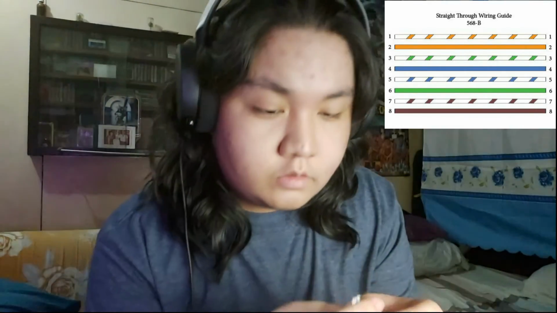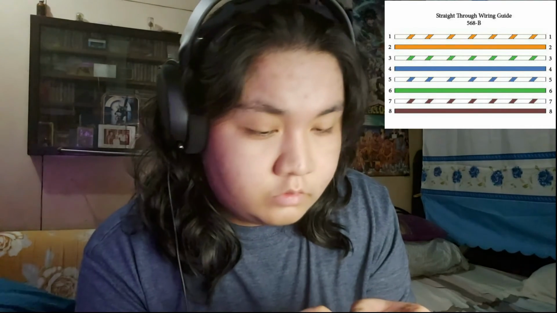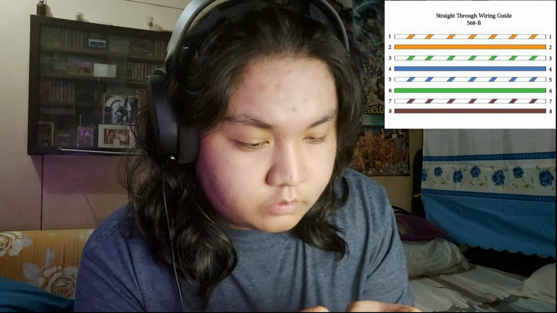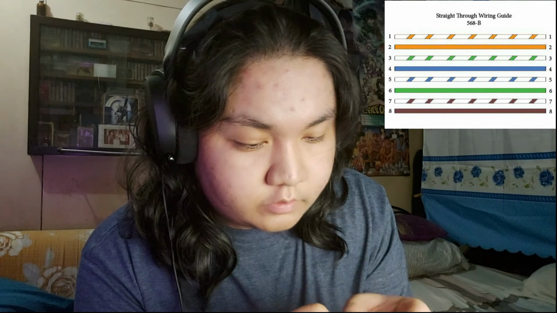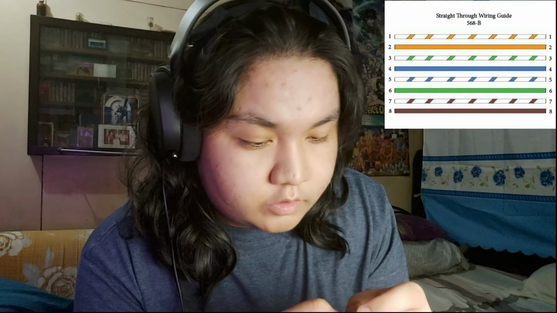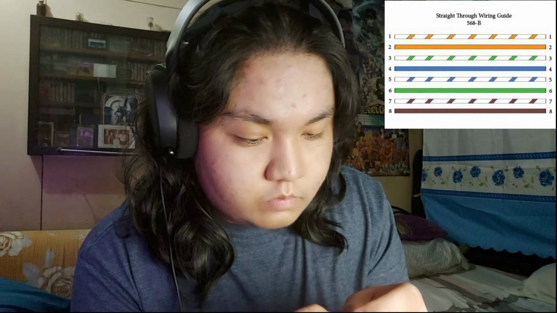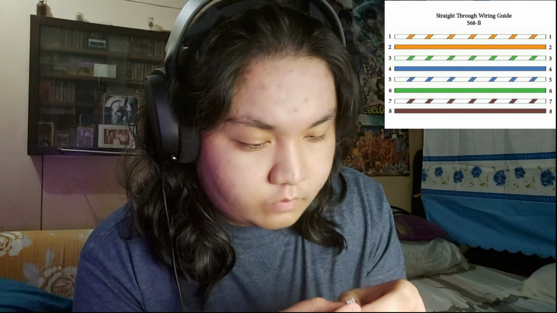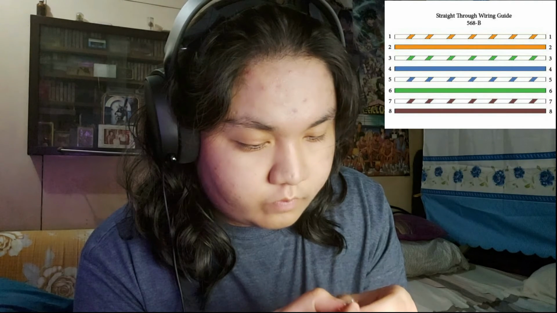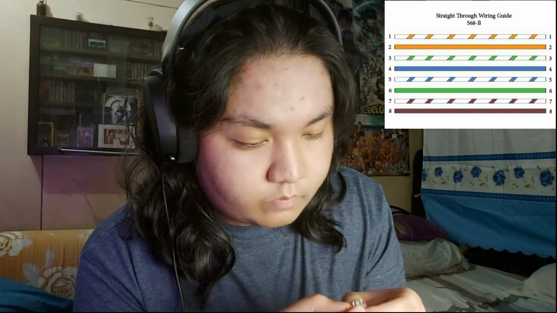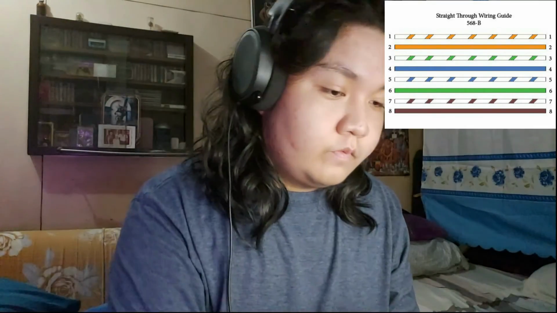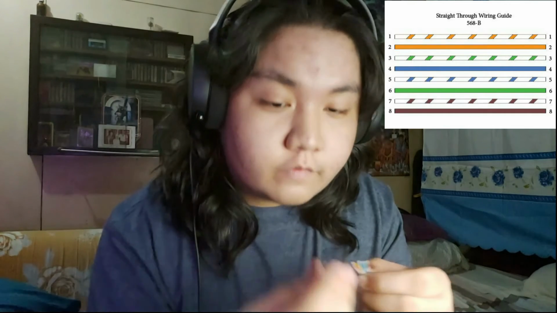As you can see. Then we make sure the patterns are correct: white orange, orange, white green, blue. After making the correct pattern, we put it in our RJ45.